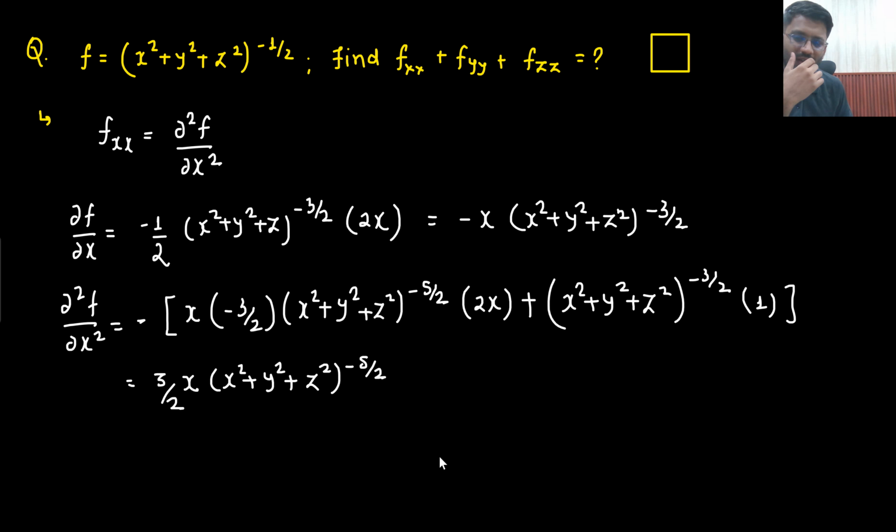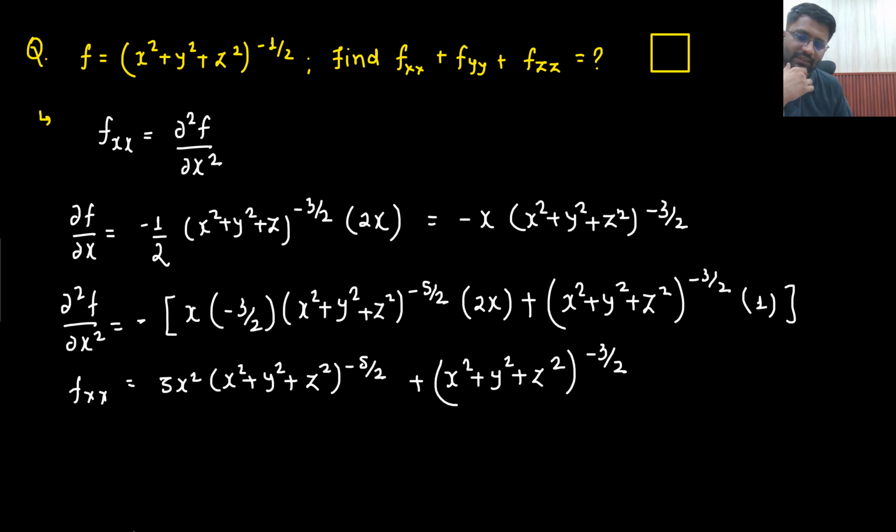2 and 2 are getting cancelled out, so it is becoming 3x square. Look, minus sign is going inside, 2 and 2 is getting cancelled out, 3x square we are getting. This is 2x, so this will become minus 3x square, so 3x square times x square plus y square plus z square to the power minus 5 by 2 we are getting here, plus x square plus y square plus z square to the power minus 3 by 2. There you go, this is the value of f(x)(x) we are getting.